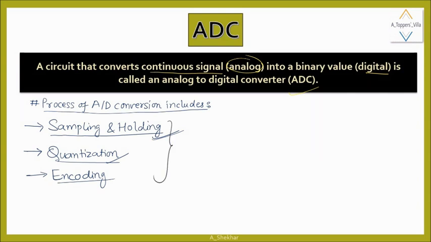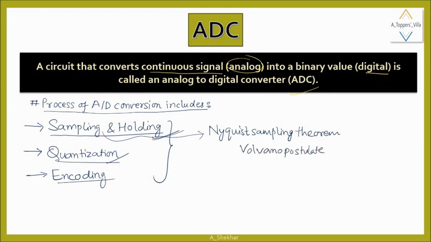These processes are done to ignore sudden changes in the analog input, and in this sampling, various theorems like the Nyquist sampling theorem can be used to determine the sampling periods. Also, the Volvano postulate can be taken care of while sampling the analog signal. And quantization and encoding are the processes included in the conversion of an analog signal into a digital signal.